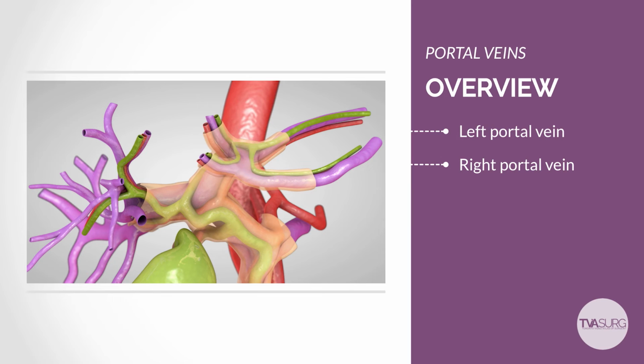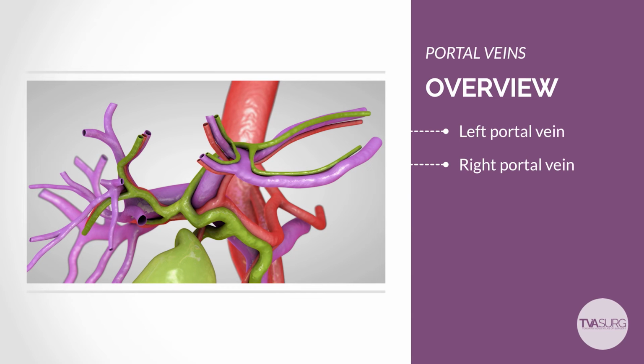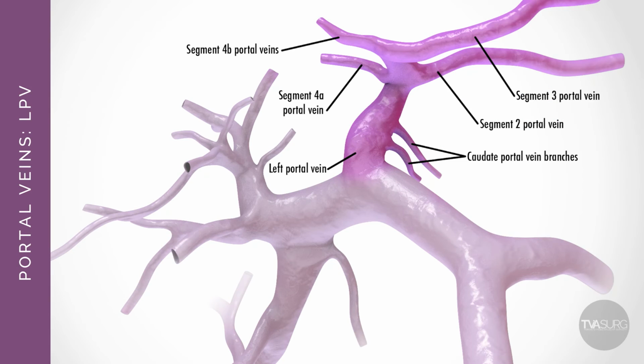As the portal veins branch within the liver, they travel through the center of each liver segment, as opposed to the hepatic veins, which travel within the border between these segments. The left portal vein will provide the primary inflow to segments 1 through 4. An important surgical consideration of the left portal vein during dissection will be its branches to the caudate lobe, of which there are usually 2.